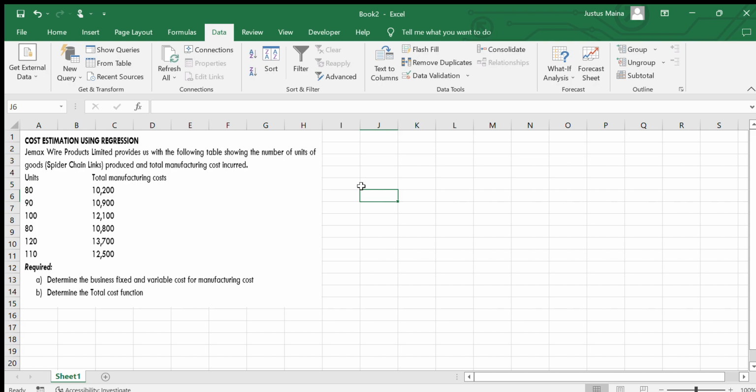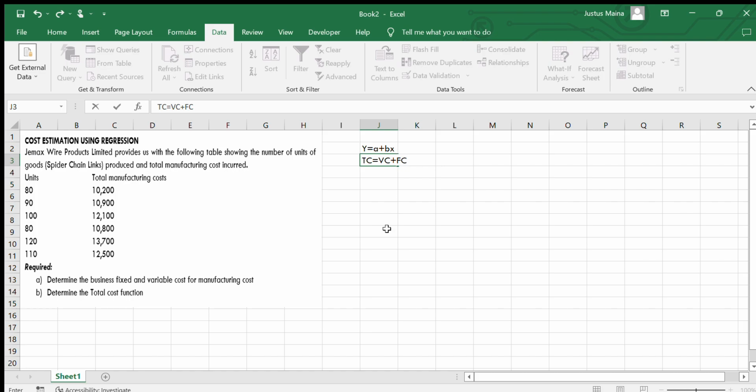So in simple terms, this question is asking us to solve for the fixed and variable cost and also the total cost function, whereby the total cost function follows the equation y equals a plus bx. In simple terms, we can write it in terms of cost: total cost is equal to the variable cost plus the fixed cost. So that is what we have been told to look for, and the fixed cost is the a and the variable cost is where we have the bx.